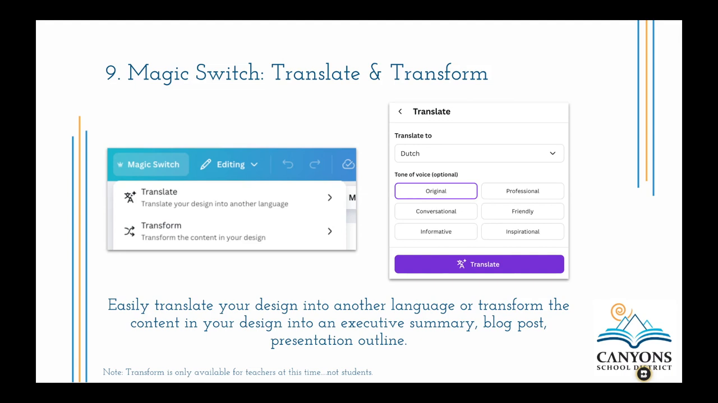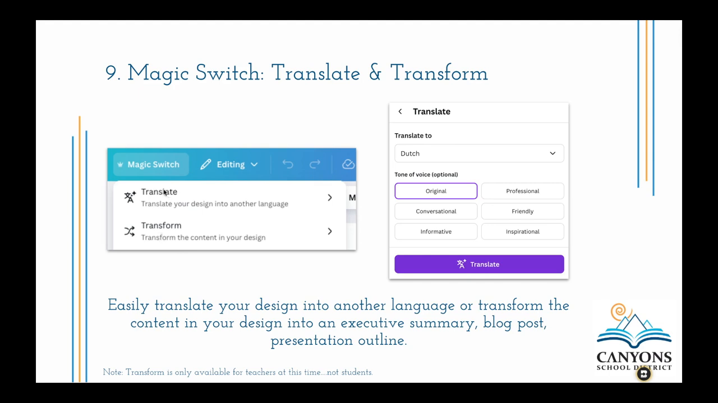The last two are Magic Switch. I wanted to separate them because with Magic Switch, there's 3 options and there's only 2 for students. So the first one is the Magic Switch. You can translate your document and you can also transform your design. The transform is not available for students. It is available for teachers though, and I'll show you what that looks like in just a moment.